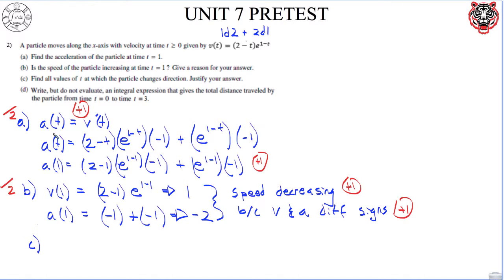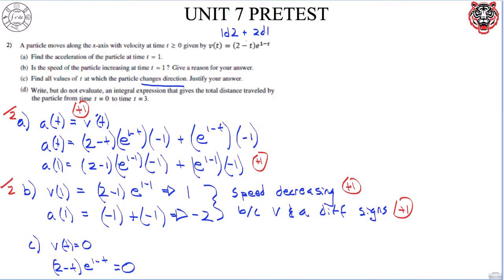Oh. All right, so for part C, find all values of t at which the particle changes direction. Okay, so this changes direction, that means we're looking for what? 0. Yeah, so v of t, the velocity, we need to find where that's equal to 0. So how do I do that? Well, I take this v of t and I set it equal to 0. I say, okay, this 2 minus t times e to the 1 minus t needs to equal 0.